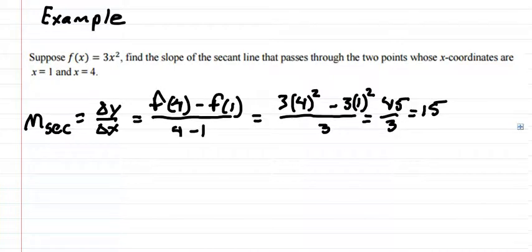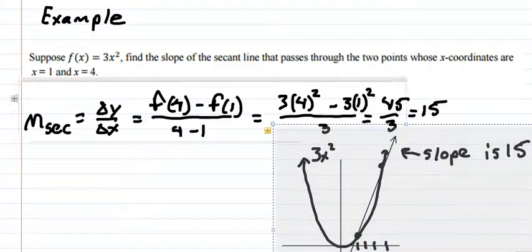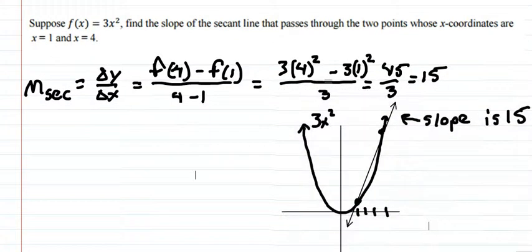Okay, so graphically what this means, here's a graph of 3x squared, and here are the 2 points, x equals 1 and x equals 4, and here is f of 1 and here is f of 4, and the slope of the line that goes through those 2 points is 15. So that's the average rate of change between 1 and 4.